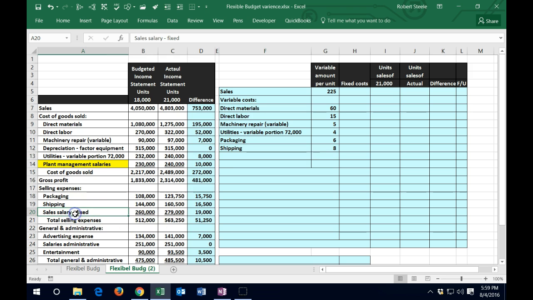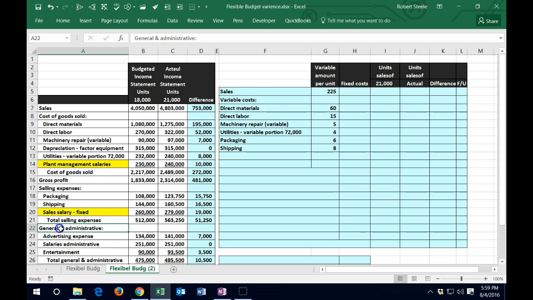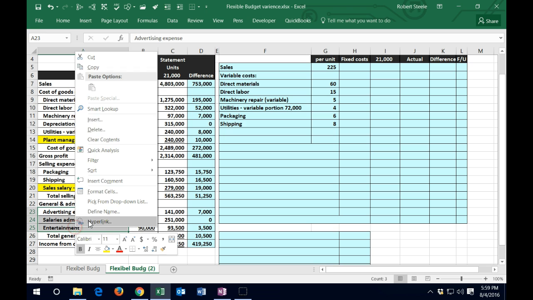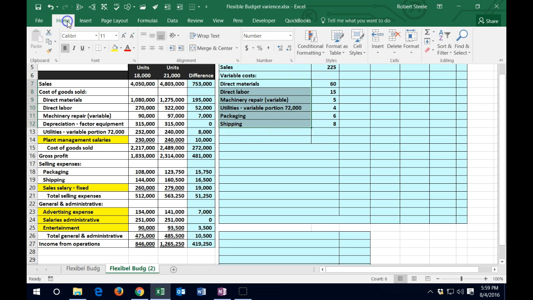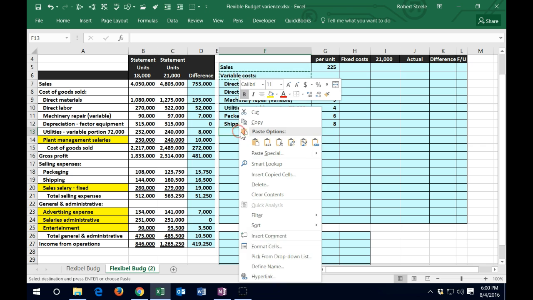So then we have the sales salary, that's fixed. We have the subtotals, and then we have all these: advertising fixed, salaries fixed, and entertainment fixed. So I'm going to say those are fixed. And then we can have the total variable costs here. So I'm going to go ahead and indent these. I'm going to highlight these, home tab, alignment, indent. And then I'm going to copy this for the total down here. I'm going to paste it right there.